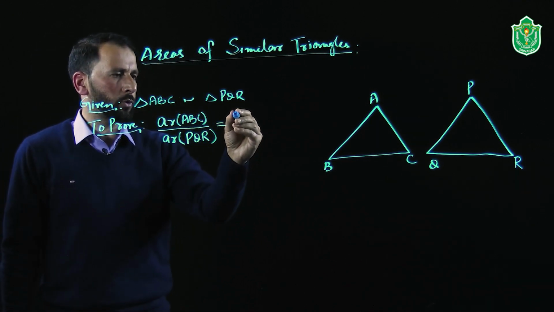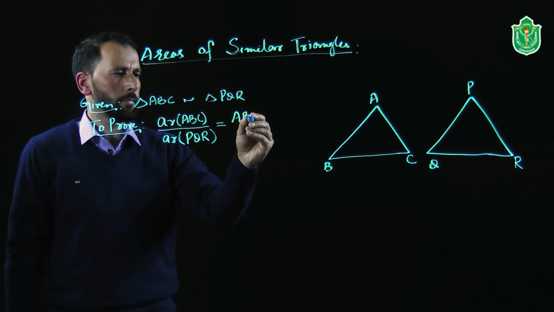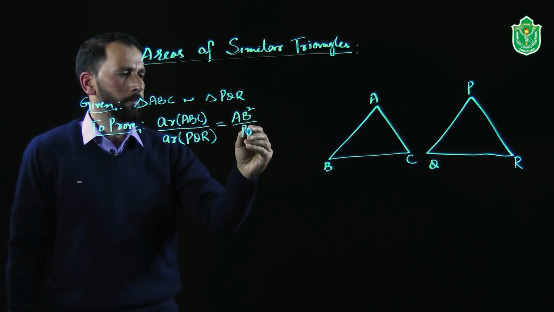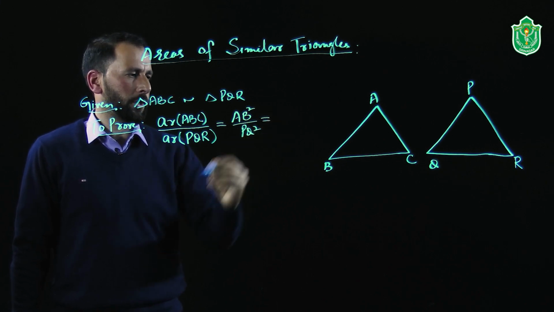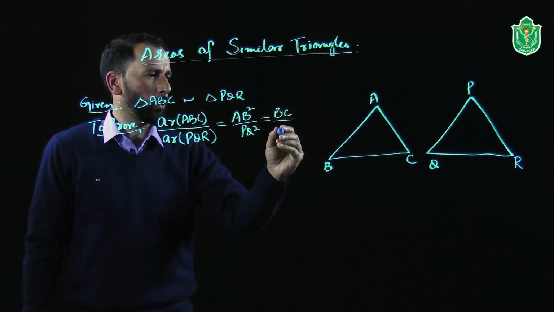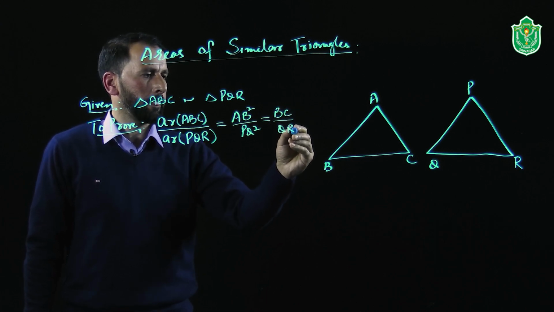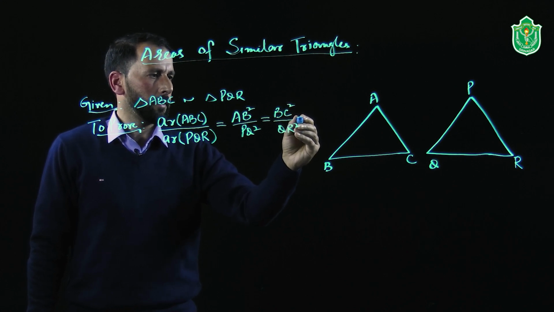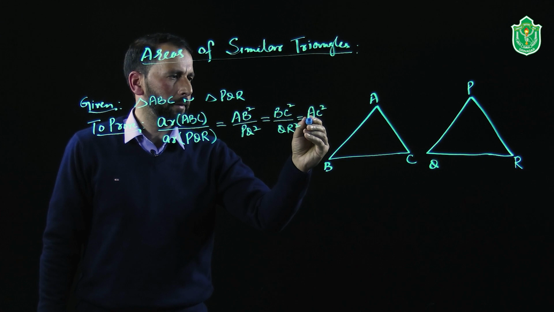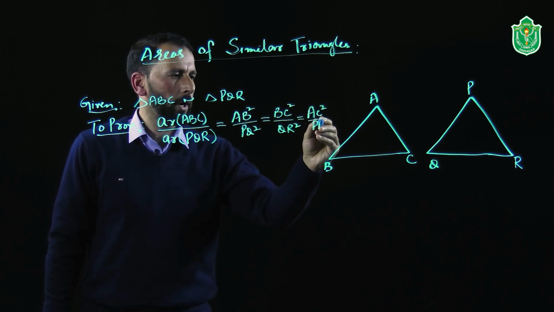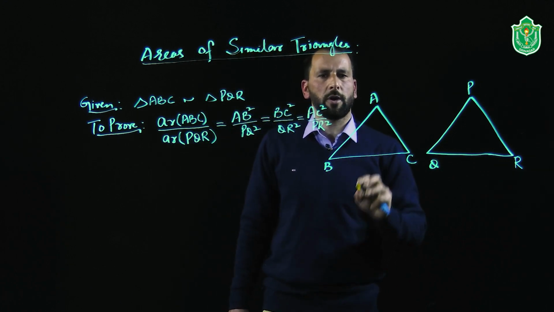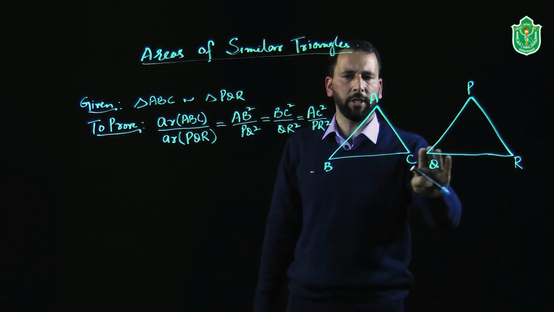So it is equal to AB square by PQ square. Further, we can write it as BC square by QR square and AC square by PR square.